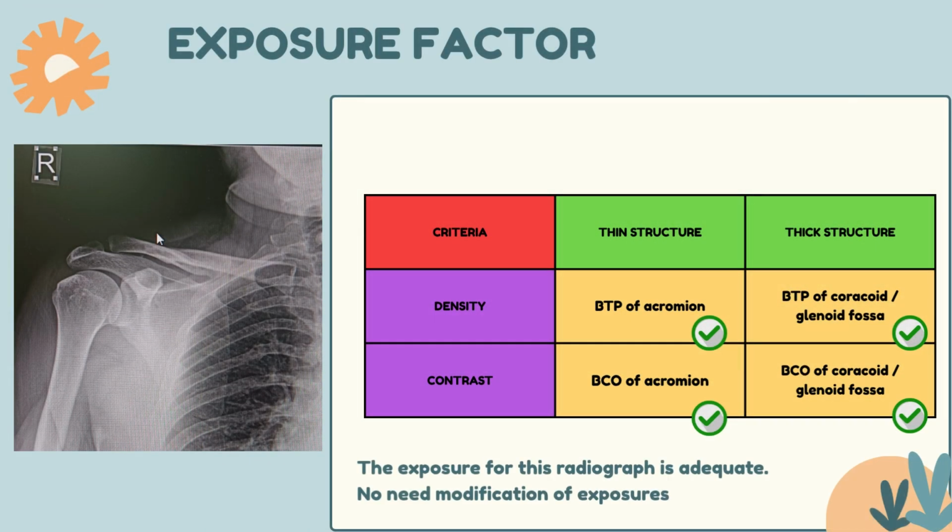This radiograph showed adequate exposure as well as adequate density and adequate contrast. This is because thin structure of BTP of acromion and thick structure of BTP coracoid fossa are well demonstrated. Thin structure of BCO acromion and thick structure of BCO coracoid fossa are well demonstrated. Thus, no modification of exposure is needed, just maintain the exposure.